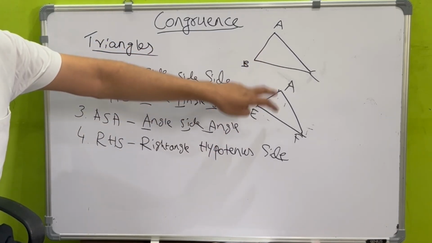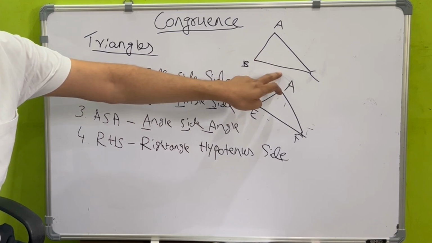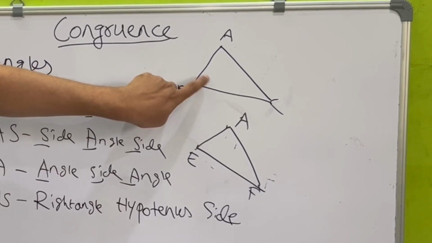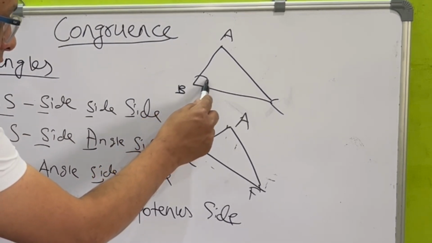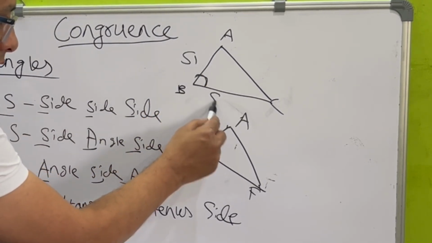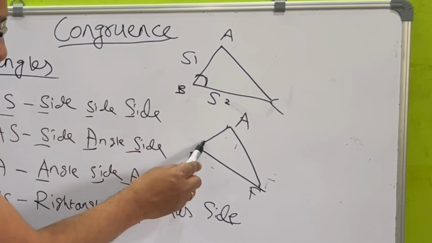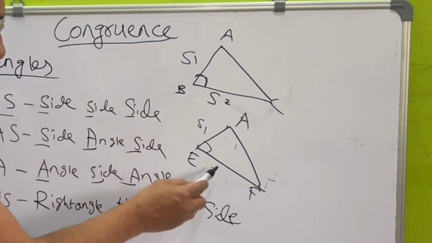Now considering the second case, side, angle, side. So consider these two triangles. It's very easy. There are two sides and there is an included angle. This is side 1, this is side 2. Similarly, the other triangle has side 1, side 2 and one angle.